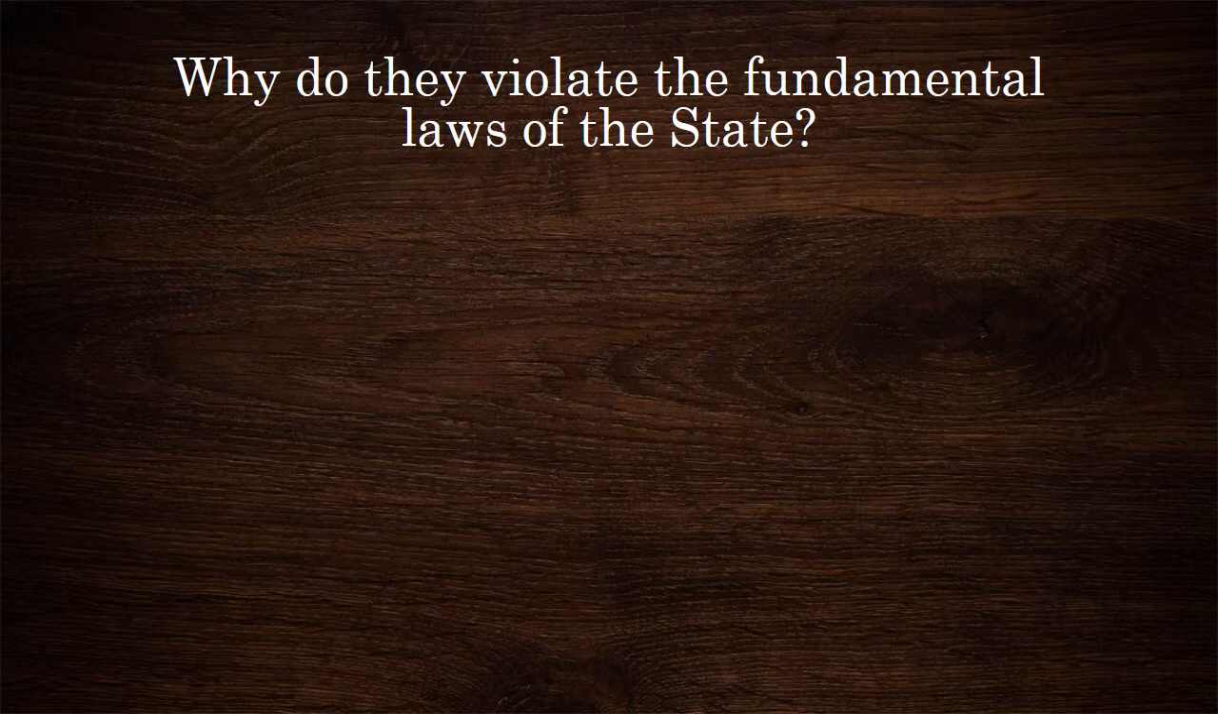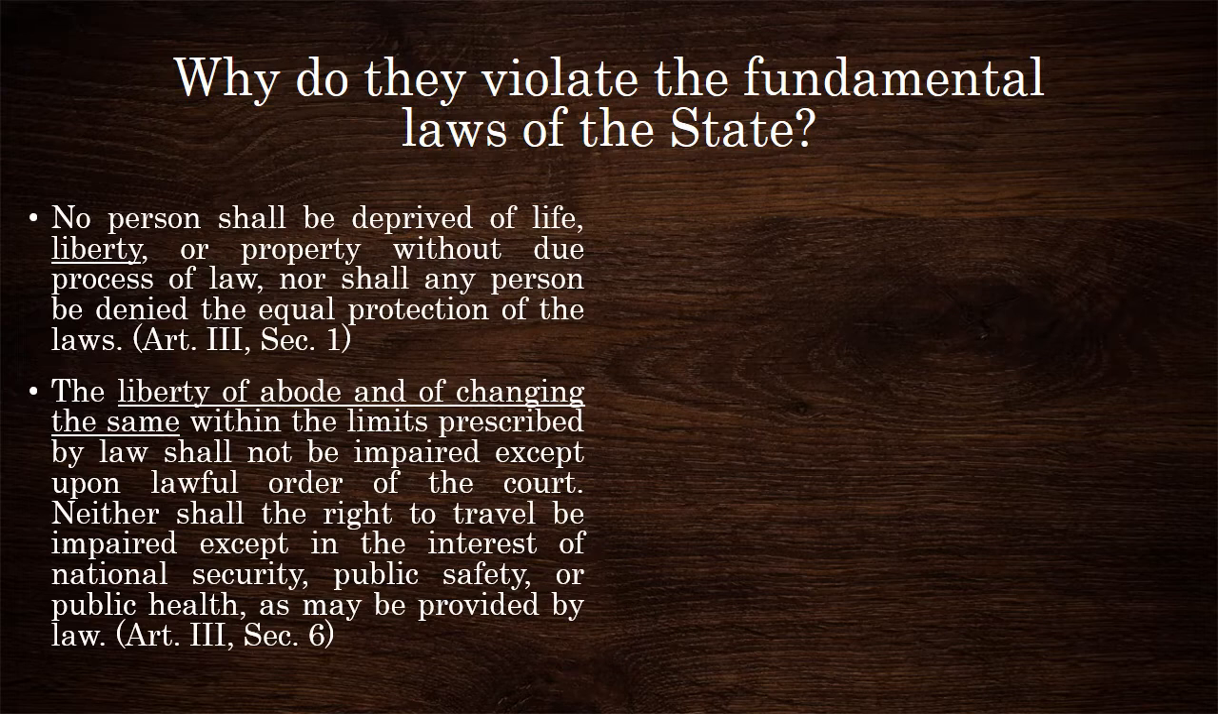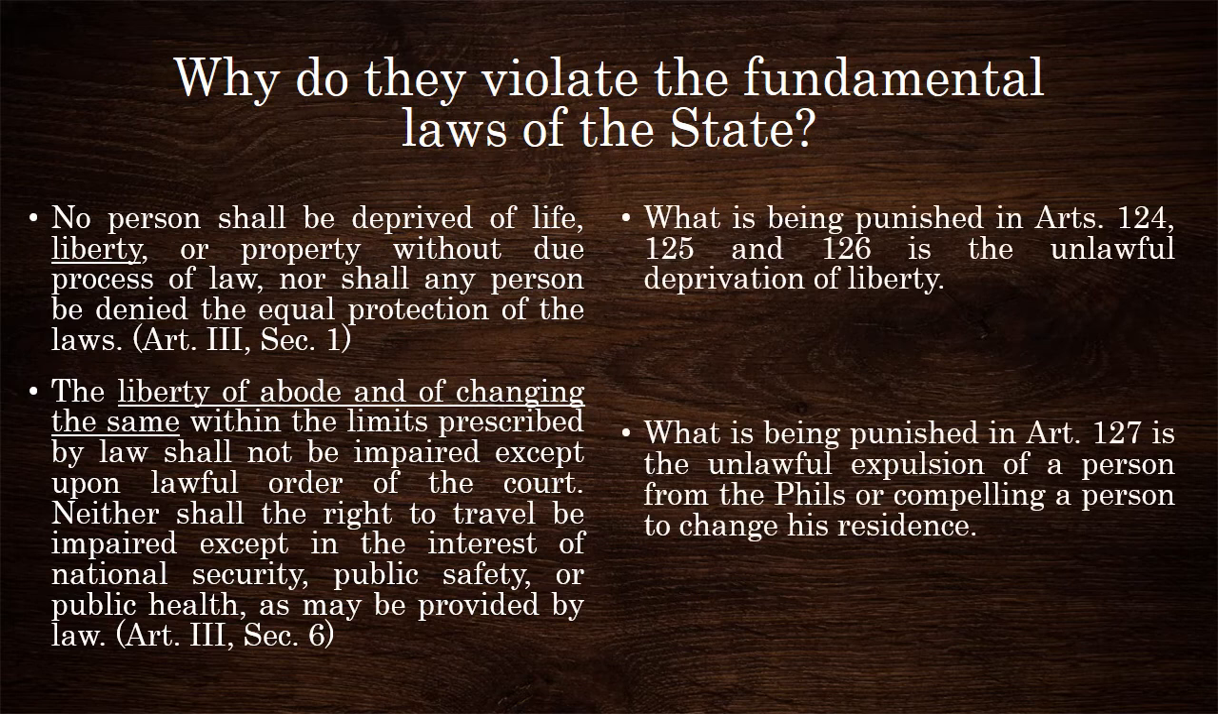Why do they violate the fundamental laws of the state? They violate the fundamental laws of the state because they violate certain provisions in the Bill of Rights. For example, Article 3, Section 1 states, no person shall be deprived of life, liberty, or property without due process of law, nor shall any person be denied the equal protection of the laws. What is being punished in Articles 124, 125, and 126, as we will discover later, is the unlawful deprivation of liberty.